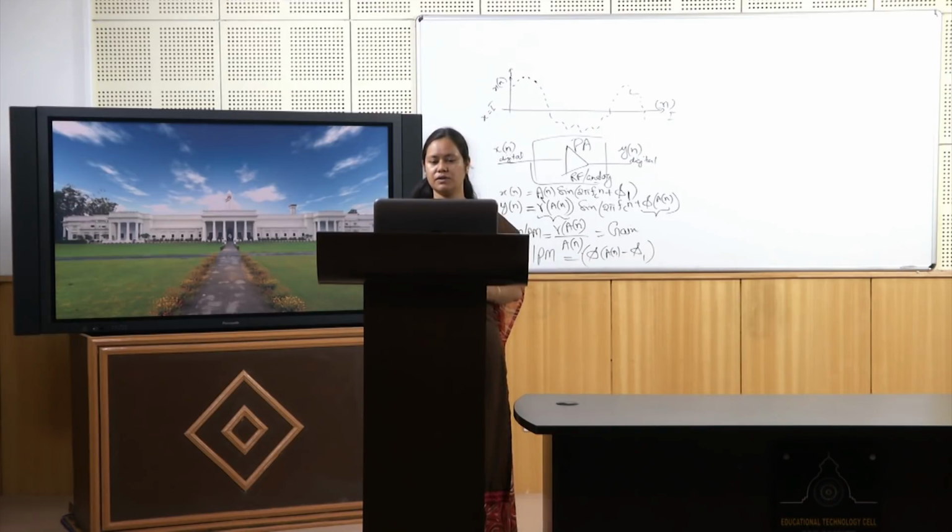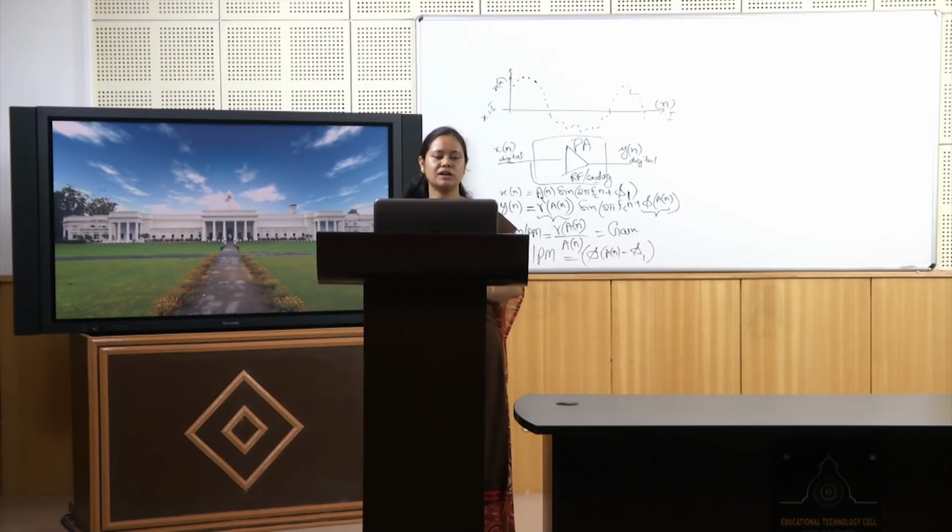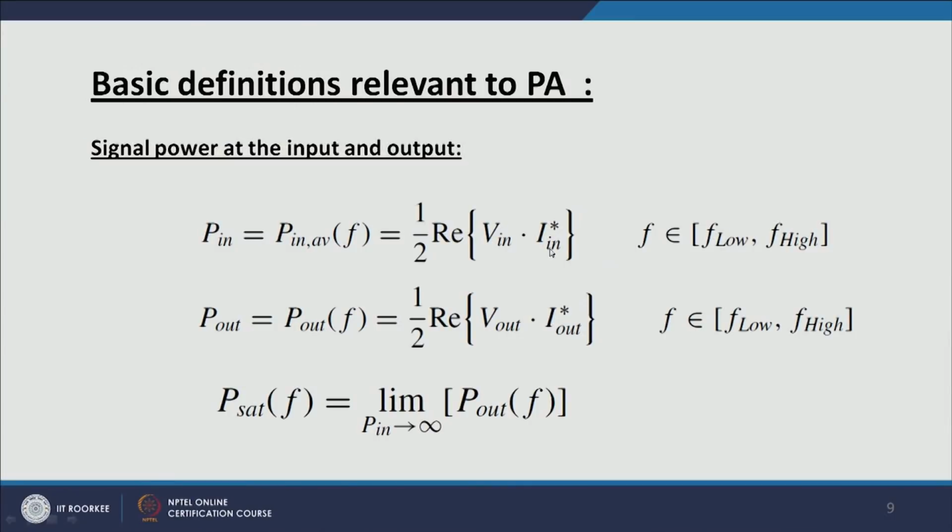Now once we have the idea of the classes, based on our requirement we can choose any of these amplifiers and use them. Now let us have a look at some of the basic definitions which are relevant to the power amplifier. For example, whenever we are calculating the signal power at the input and output, we will be provided our V and I. If we know the exact value in the complex form of that V and I, then we can do the multiplication of V input and conjugate of the I input.